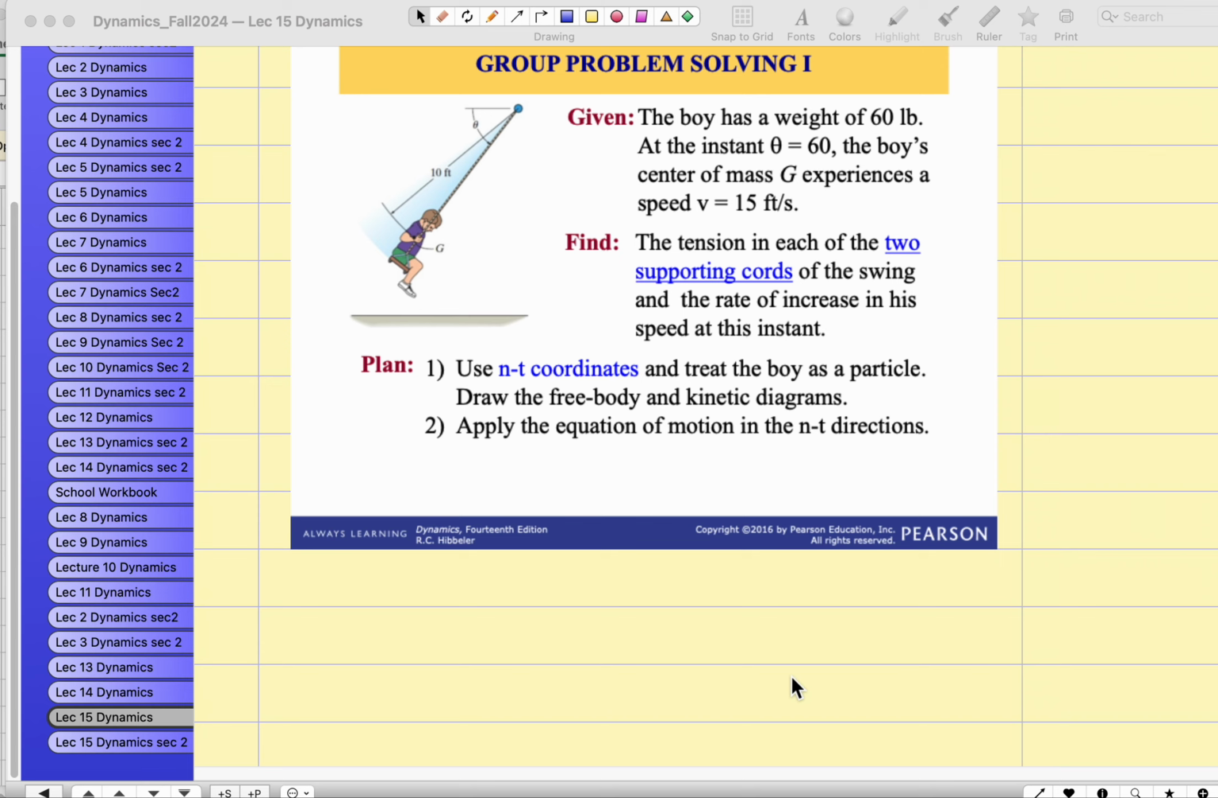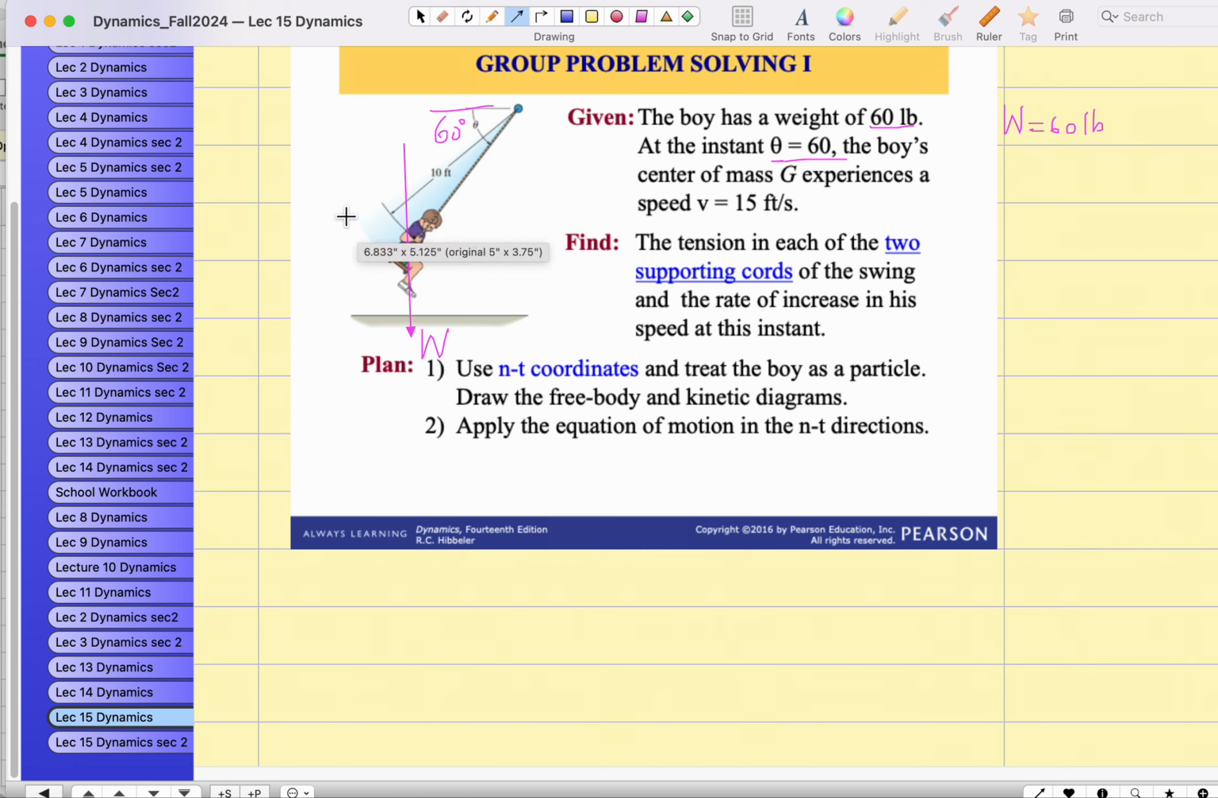The boy has a weight of 60 pounds. As you can see, the weight of this boy is acting downward, agreed? And the weight is downward, 60 pounds. So I would say this is an FPS system, and at that instant a picture has been taken at an angle of 60 degrees.